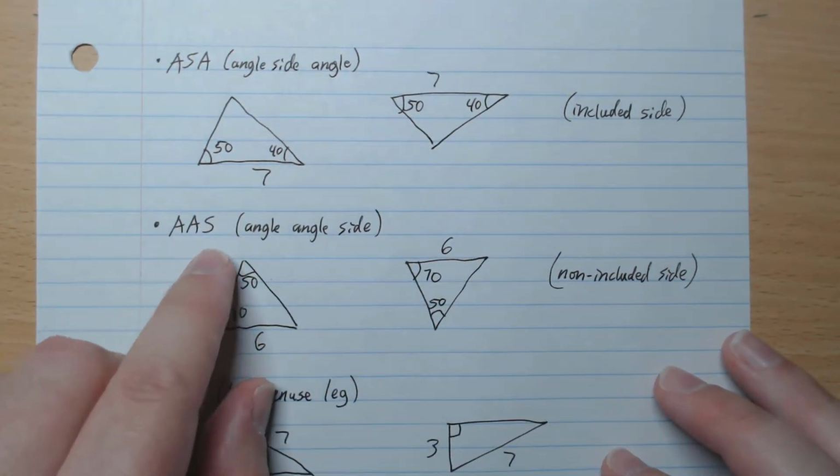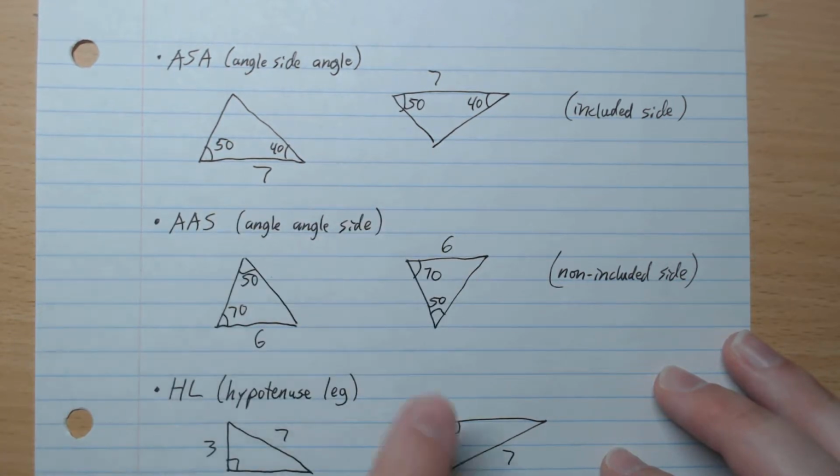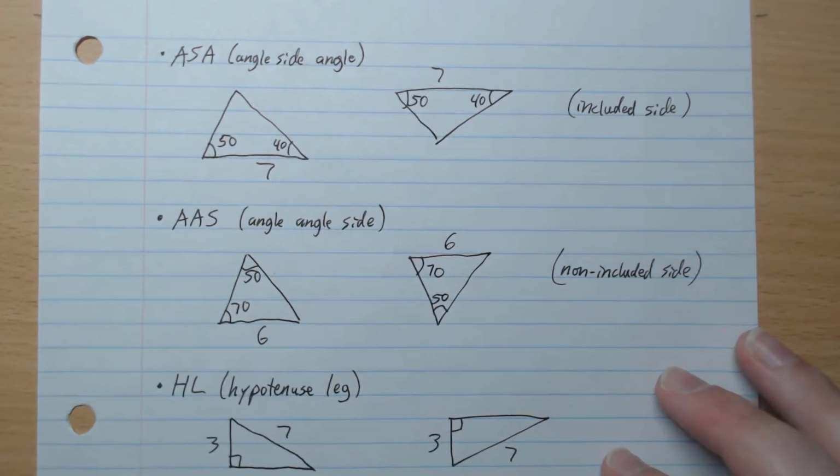Number 4, angle, angle, side. So here we have angle, angle, side. Written a little differently, angle, angle, side, and they match up. Therefore, the two triangles are congruent.